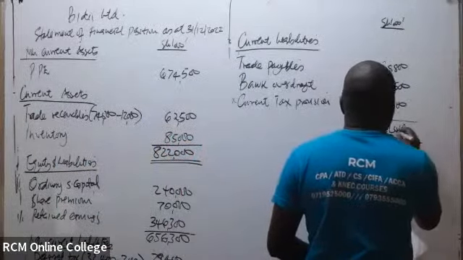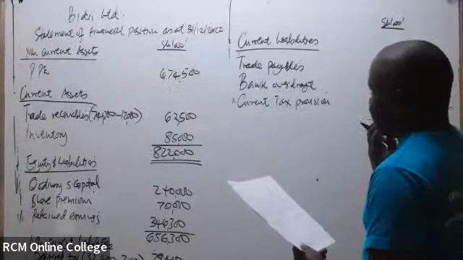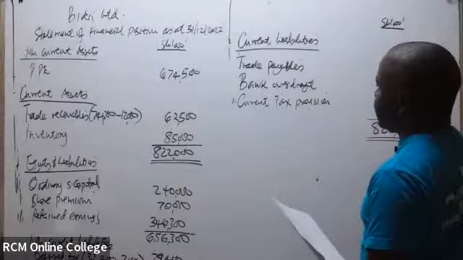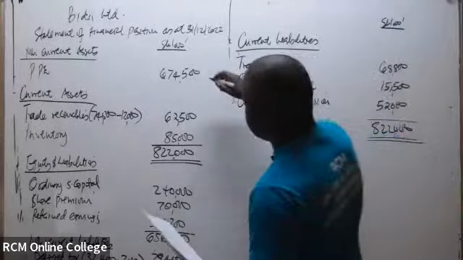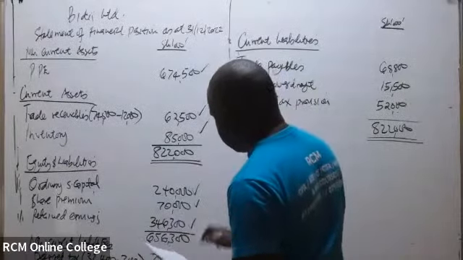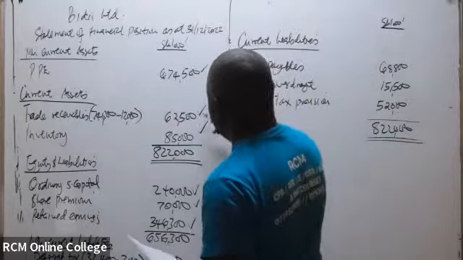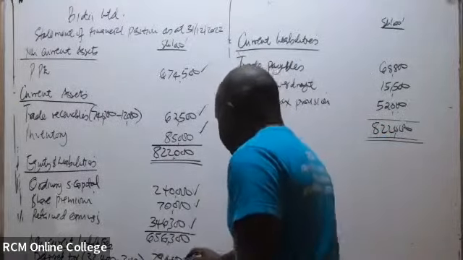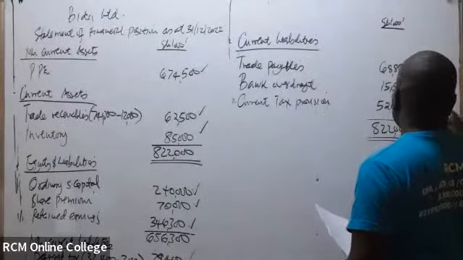So that particular statement of financial position was 10 marks. It means for each and every entry you make, you'll get 1 mark. Every correct entry you make, you get 1 mark. So 1, 2, 3, 4, 5, 6, 7, 8, 9, 10. So you would have gotten 10 marks.